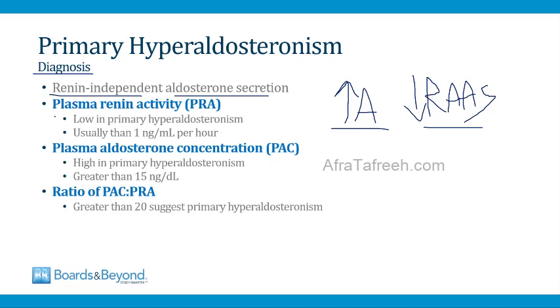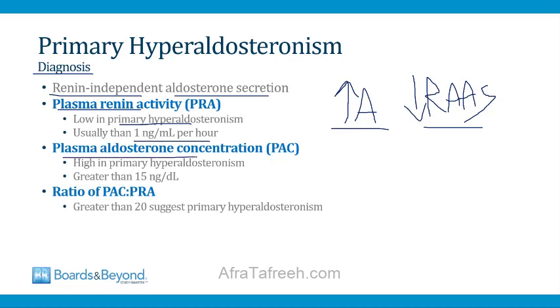There are two blood tests that are usually used for this purpose. The first is the plasma renin activity. It will be low in primary hyperaldosteronism. Usually it's less than 1 nanogram per milliliter per hour. The other blood test that's usually ordered is a plasma aldosterone concentration. This will be high in primary hyperaldosteronism. Usually it's greater than 15 nanograms per deciliter. And then in many cases, the ratio of the plasma aldosterone concentration to the plasma renin activity is determined. If it's greater than 20, that suggests the patient has primary hyperaldosteronism.